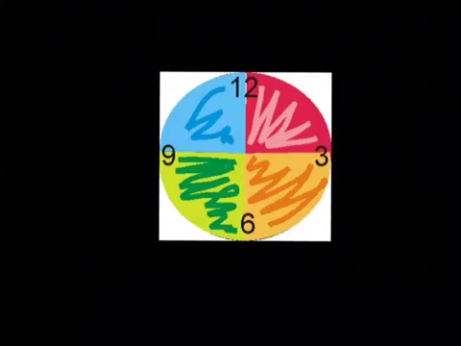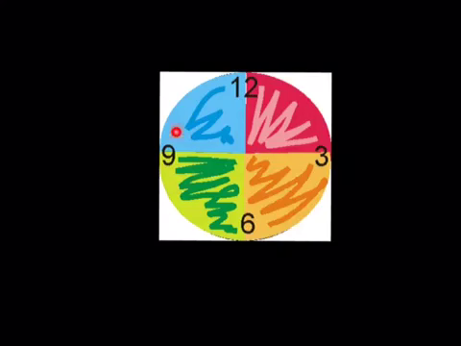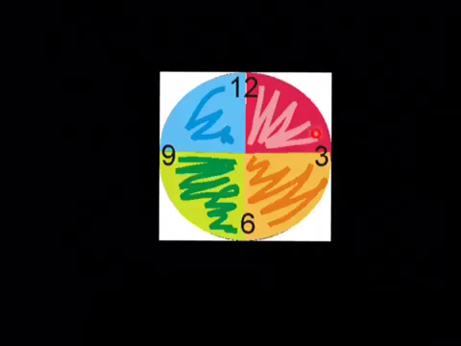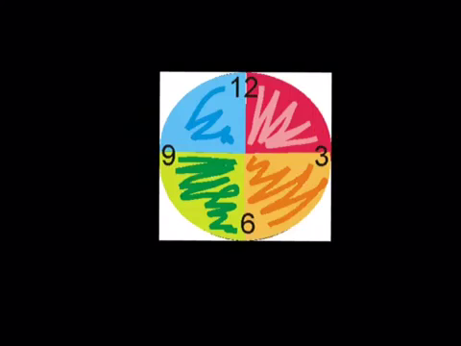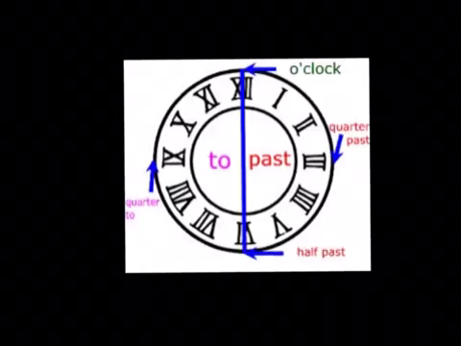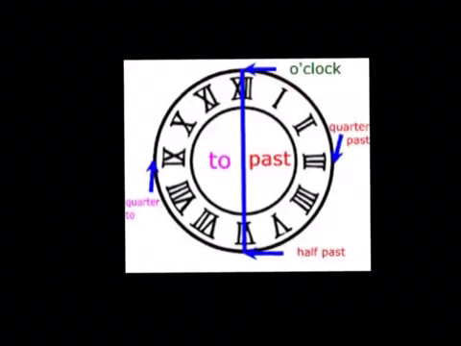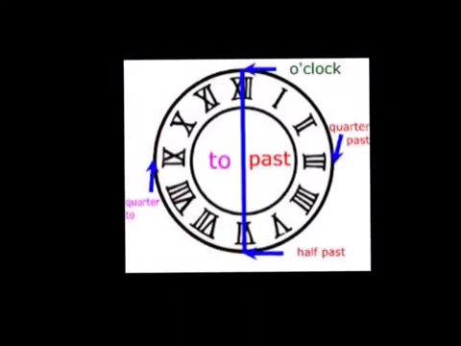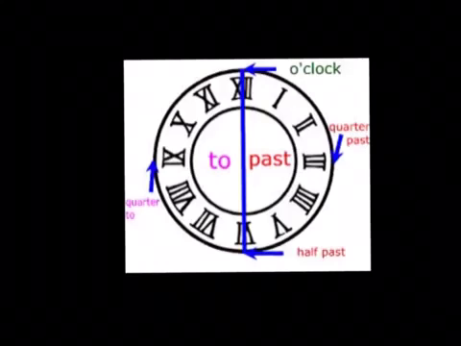Remembering that when it's quarter to something, we're talking about the 9. When it's quarter past something, we're talking about the minute hand being on the 3. And here's another thing just to help you out with that. When the minute hand is on this side of the clock, it's talking about how many minutes passed. And when it's on this side, we start talking about how many minutes there are to get to the next hour, to the next o'clock time.